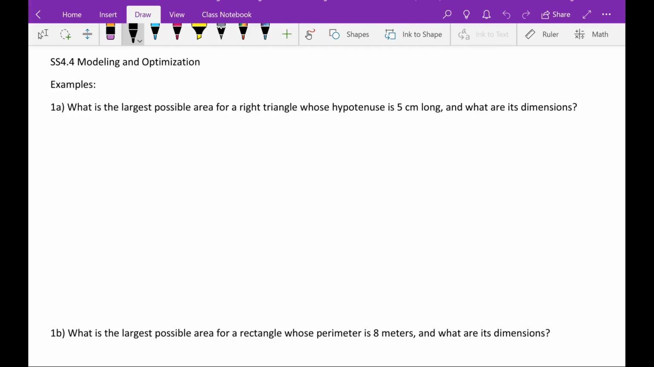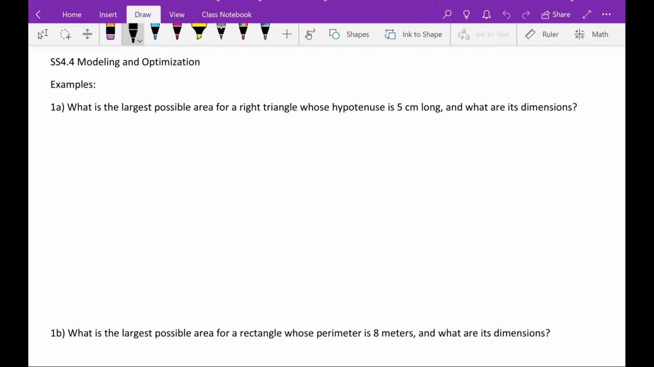Now the title of this is called Modeling and Optimization. So optimization is either making things for its best. If we're talking about cost, then to optimize it we would minimize cost. And if we're talking about profit, then to optimize that, we would like our profit to be the best, the most maximized profit. So it depends on what kind of problem we're given.